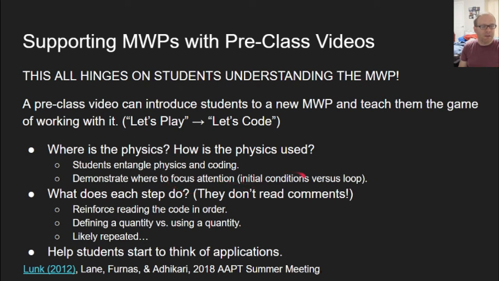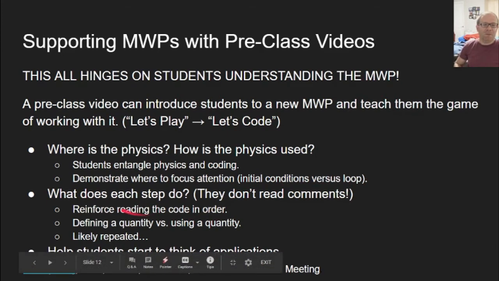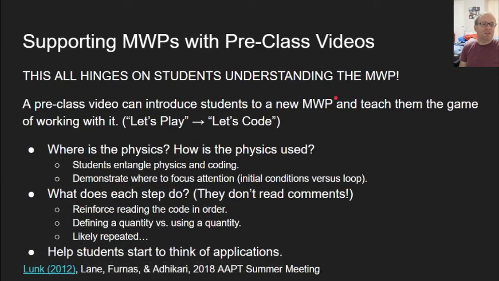For example, comparing the initial condition versus the loop in the code. As experts, we tend to look directly at the loop because that's where the physics is taking place, and the rest we know is just setup. Students do the reverse. They tend to focus on the initial conditions because that's where they see all the real numbers, versus the loop where they just see a bunch of letters, and they don't ever get down to that part. They also need to learn to examine what each step in the MWP does.